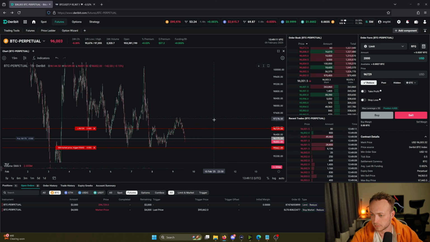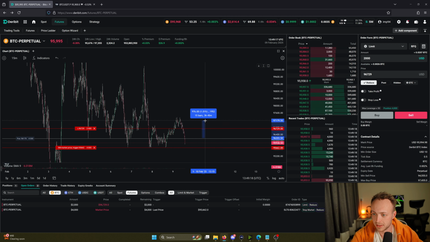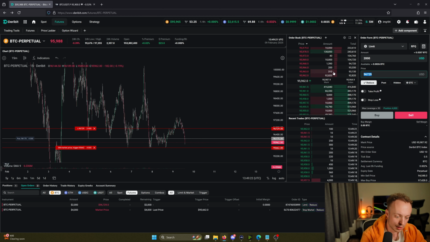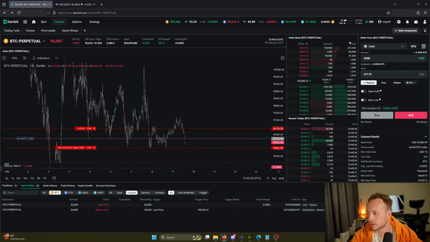So another take profit at this area. Why? Because this is also resistance. So 97179. I'm going to do a little less, 1,000.